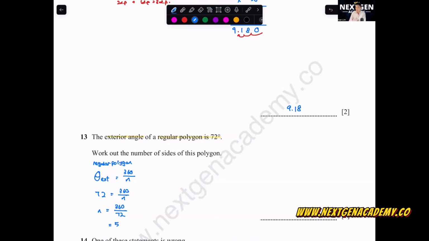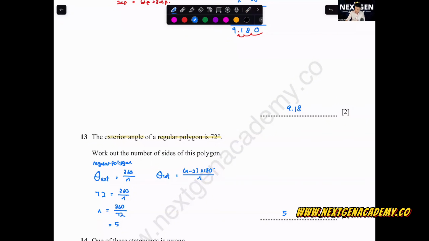And then divided by n. Very good. This one you all need to memorize. It might come up. If they ask you for regular polygon interior angle, it is n minus 2 times 180 degrees over n. N minus 2 times 180, the top part here, this is your total interior angle.